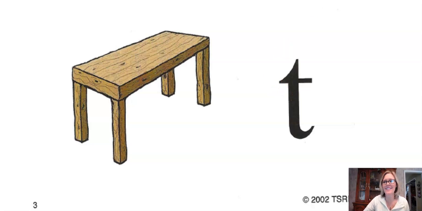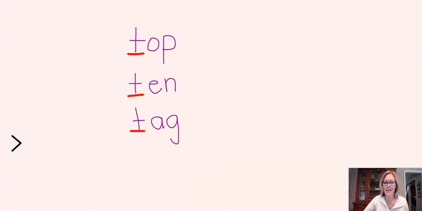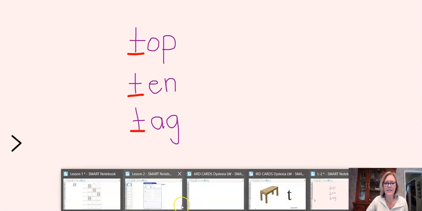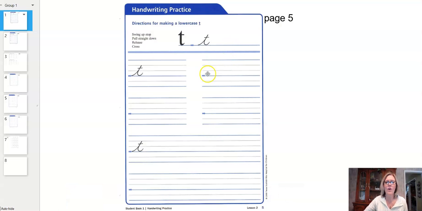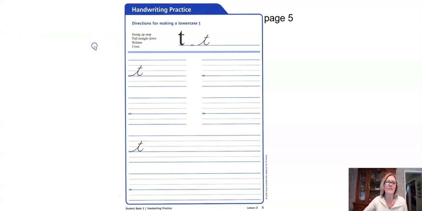All right. Good. Let's send that back down. And if you'll look in your binder, you'll have on page 5, okay, so you're going to be turning to page 5, we have the letter T to practice. Okay, so watch how I make the letter T.